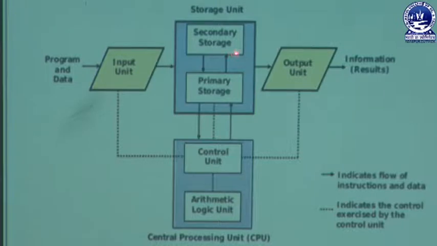If we don't need to store the information permanently, then we can send the information from the storage unit to the output unit. If we want to store the information permanently, then we can use the secondary storage, that means from the primary storage to the secondary storage. We will discuss in our next class why we need secondary storage and primary storage, when we discuss the functional units of a computer.